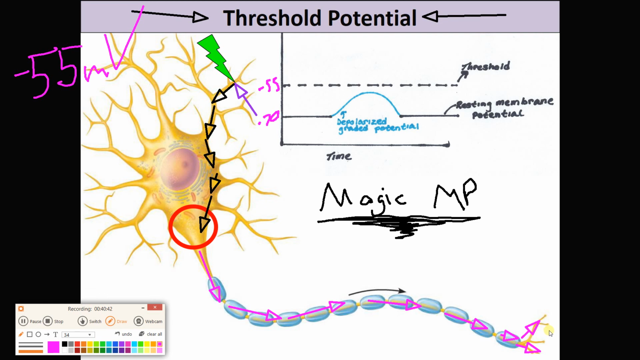Okay. That magic membrane potential is called the threshold potential, and its value is negative 55.